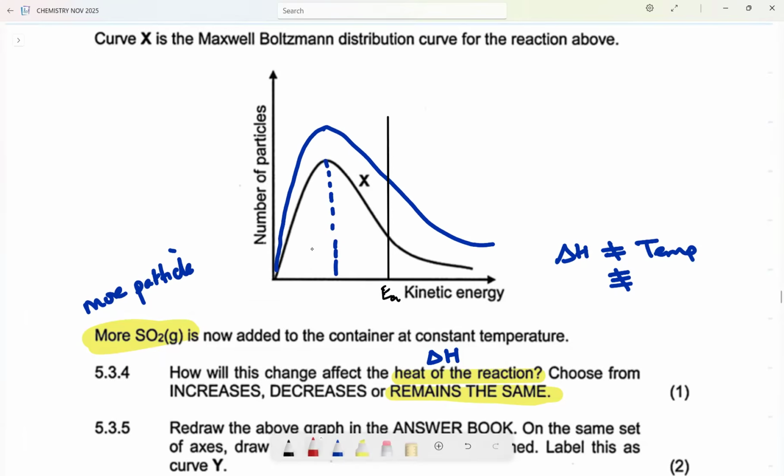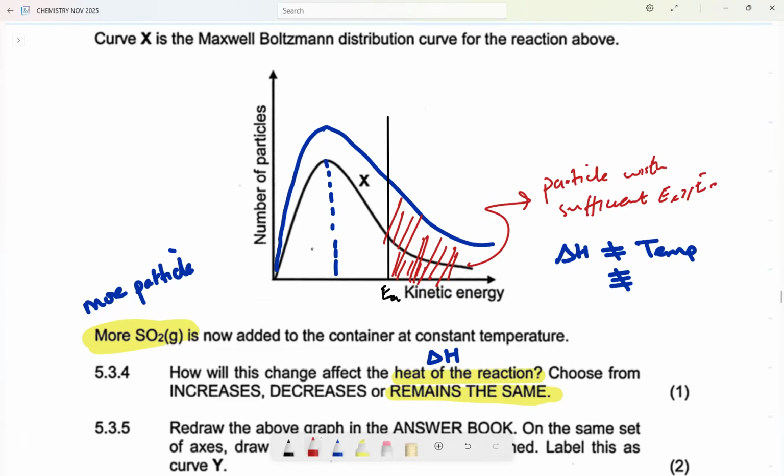If we had an activation energy, can you see that initially only these had sufficient kinetic energy that is greater or equal to the activation energy? But when we increase more particles, it means more particles will now be able to have sufficient kinetic energy. These ones are particles with sufficient kinetic energy, that is greater or equal to activation energy.